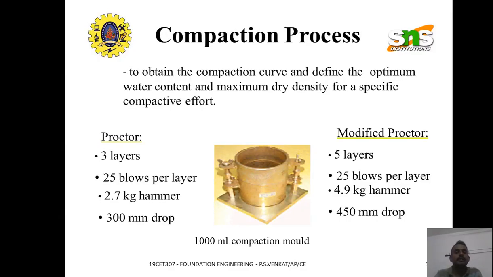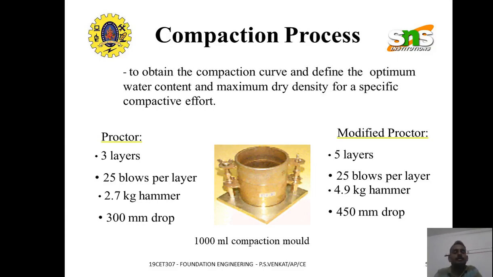The process of compaction involves obtaining the compaction curve and defining the optimum moisture content, corresponding to which maximum dry density can be achieved for a specific compactive effort. There are two different methods of compaction. One is standard method and the other is modified method.